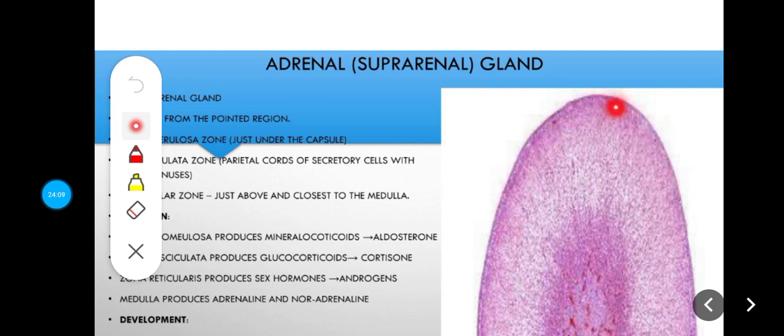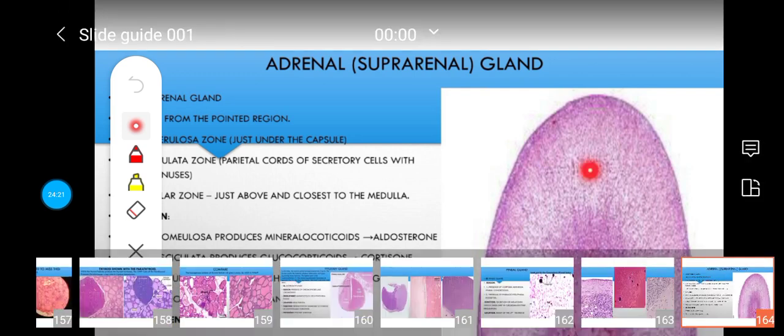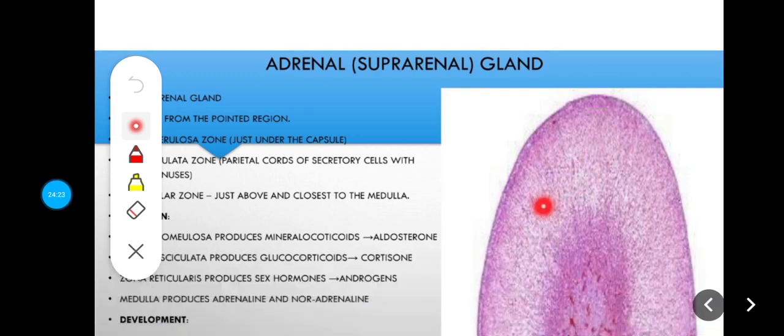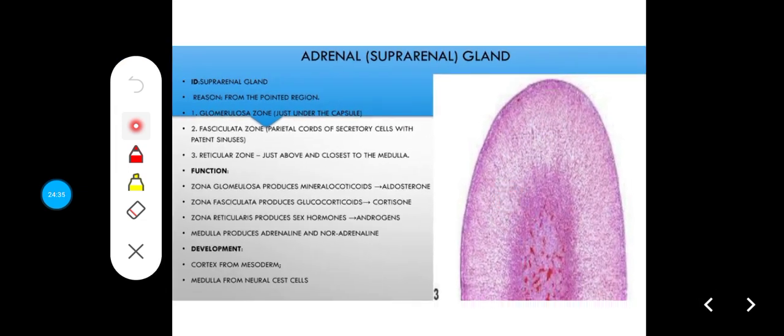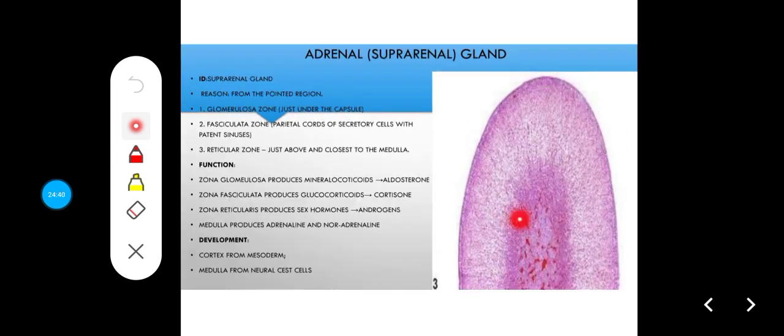So look at the distinct layers, the way the layers are demarcated based on staining ability. The zona glomerulosa and the zona reticularis stain more than the zona fasciculata. You can appreciate the distinct demarcation, and also the distinct demarcation between the cortex and the medulla.